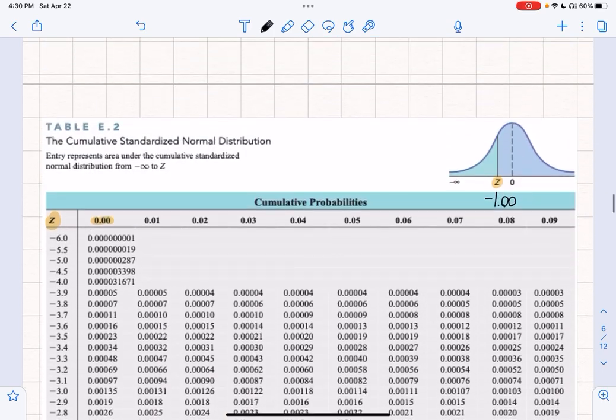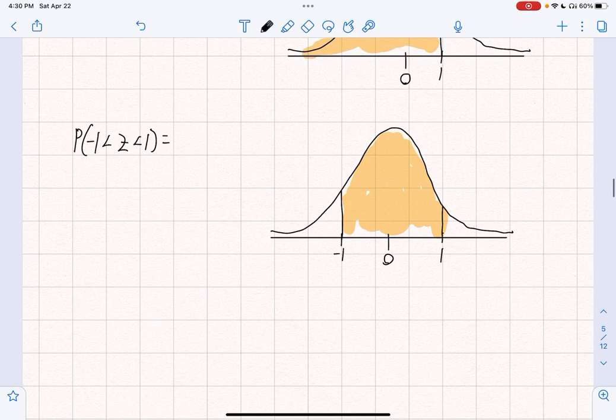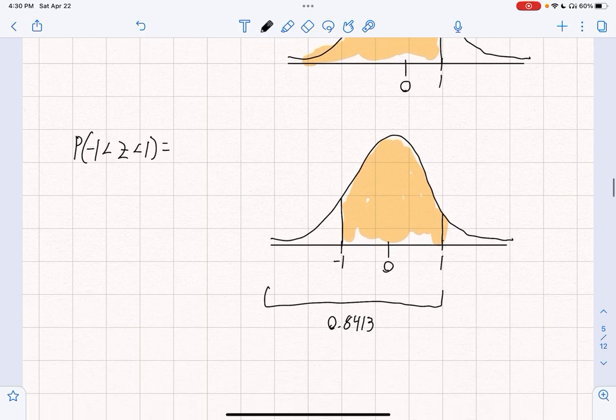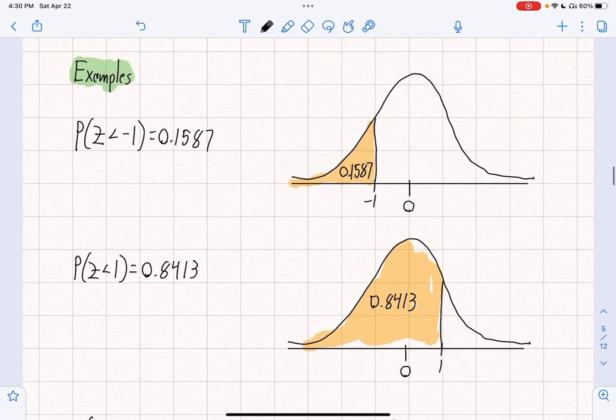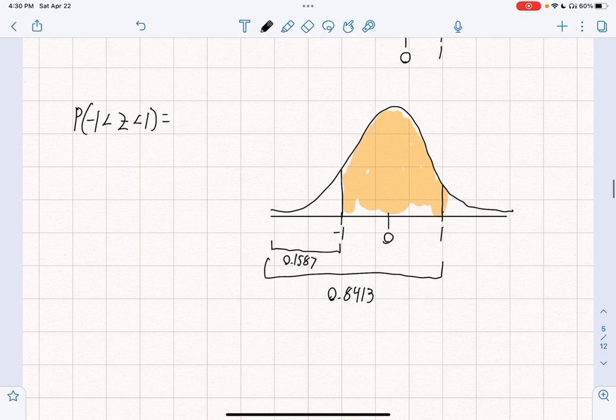So we're actually going to just go ahead and utilize the fact that we know that from here over, from here to here, this is 0.8413, right? We knew that from this example. And we know that this area is 0.1587 from our first example. So I only want the area between -1 and 1.